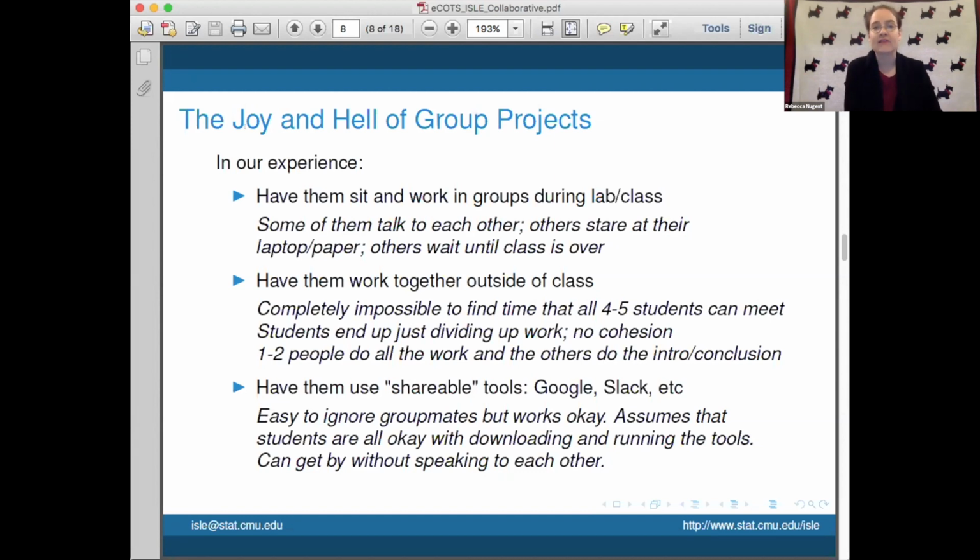So we've tried having them sit and work in groups, right, during lab and class, as many of you have. And of course, we see the same things you probably see. Some of them talk to each other. Others stare at the laptop or the paper. Others wait until the class is over.